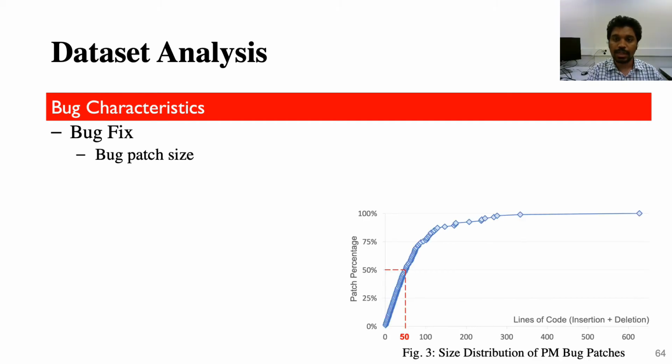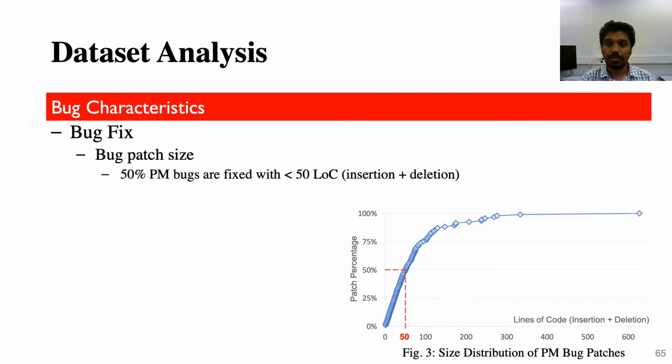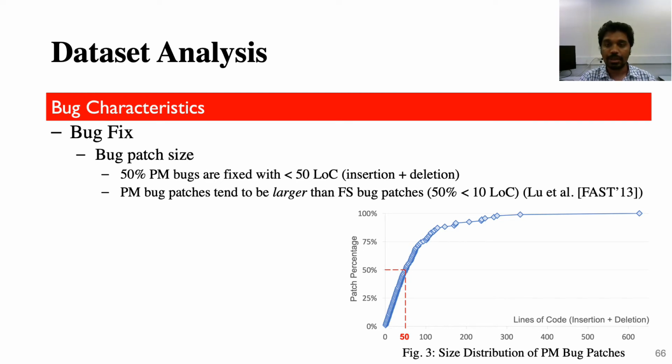This figure shows the size distribution of PM bug patches. The x-axis shows the bug patch size and the y-axis shows the percentage of bug patches. We observe that 50% of PM bugs are fixed with less than 50 lines of code inserted and deleted. In contrast to FS bug patches, PM bugs tend to be larger.